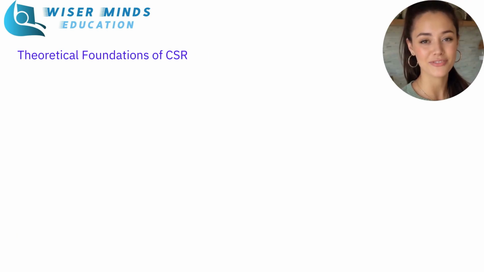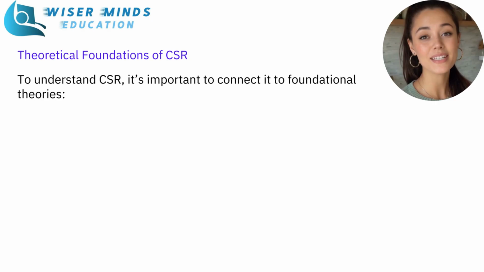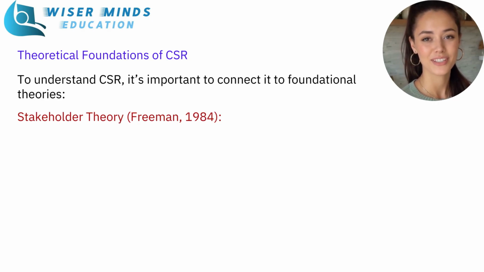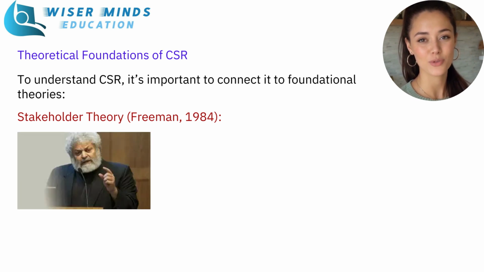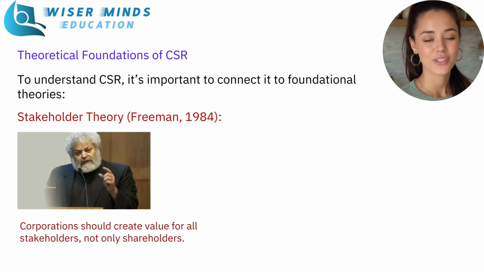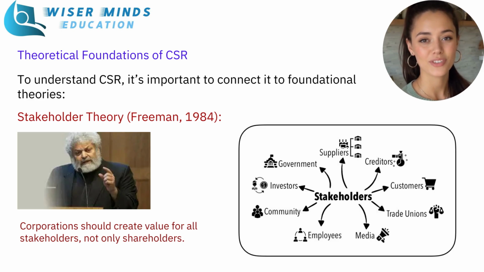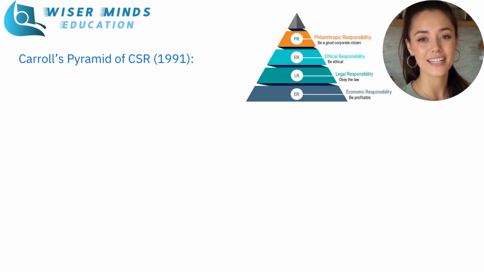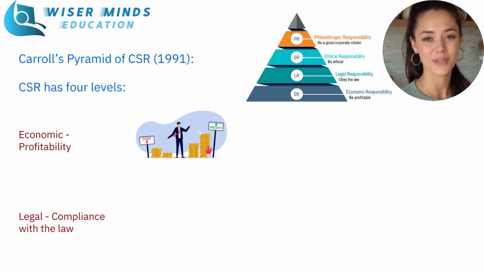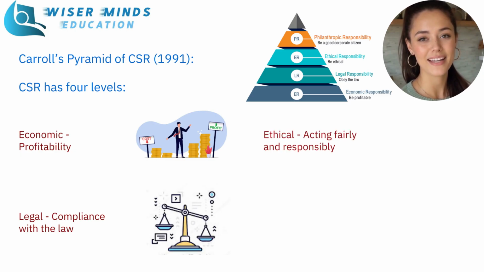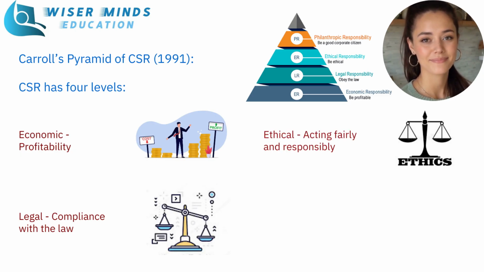Theoretical foundations of CSR. To understand CSR, it's important to connect it to foundational theories. Stakeholder theory, Freeman, 1984: Corporations should create value for all stakeholders, not only shareholders. Carroll's Pyramid of CSR, 1991: CSR has 4 levels: economic, profitability; legal, compliance with the law; ethical, acting fairly and responsibly; philanthropic, contributing to society's well-being.